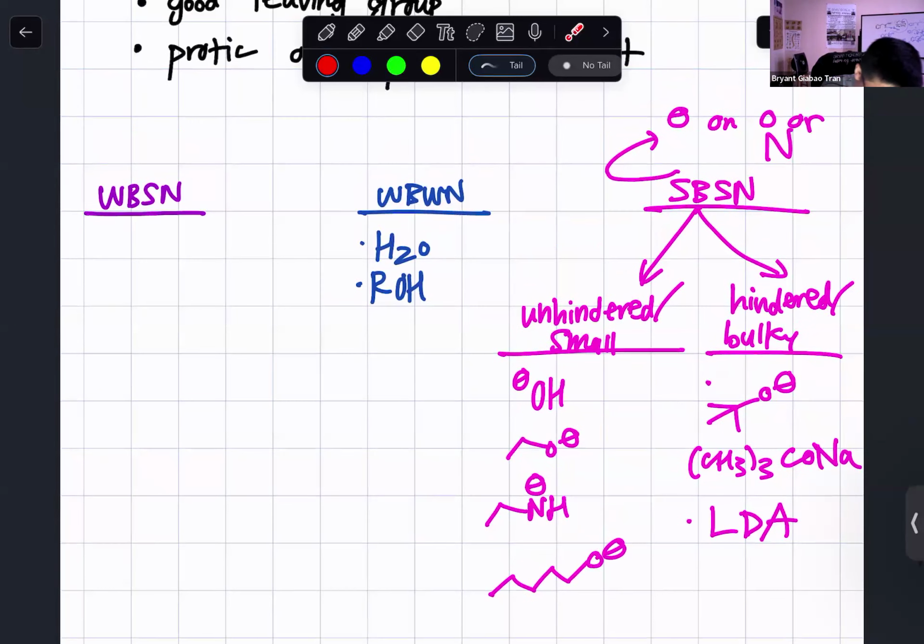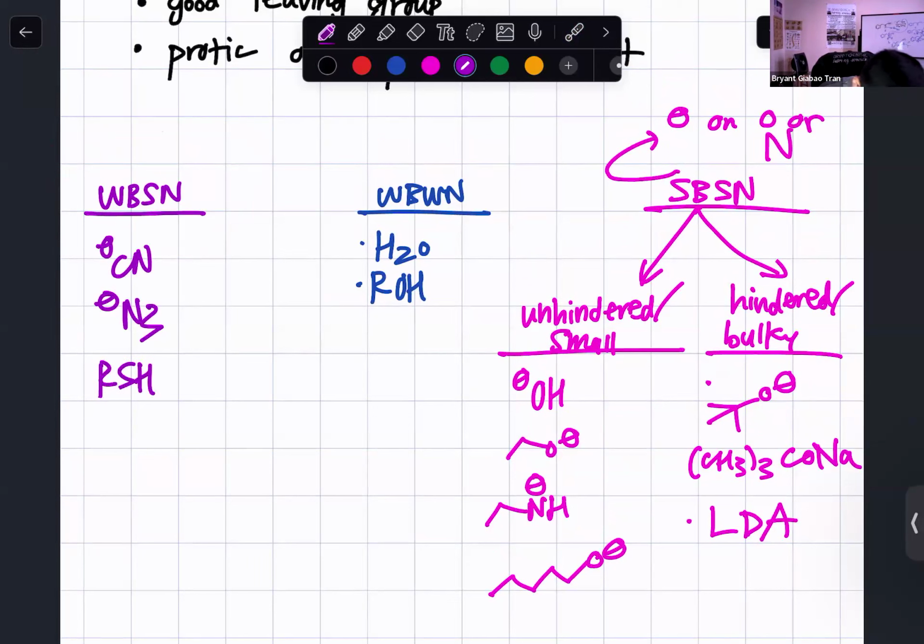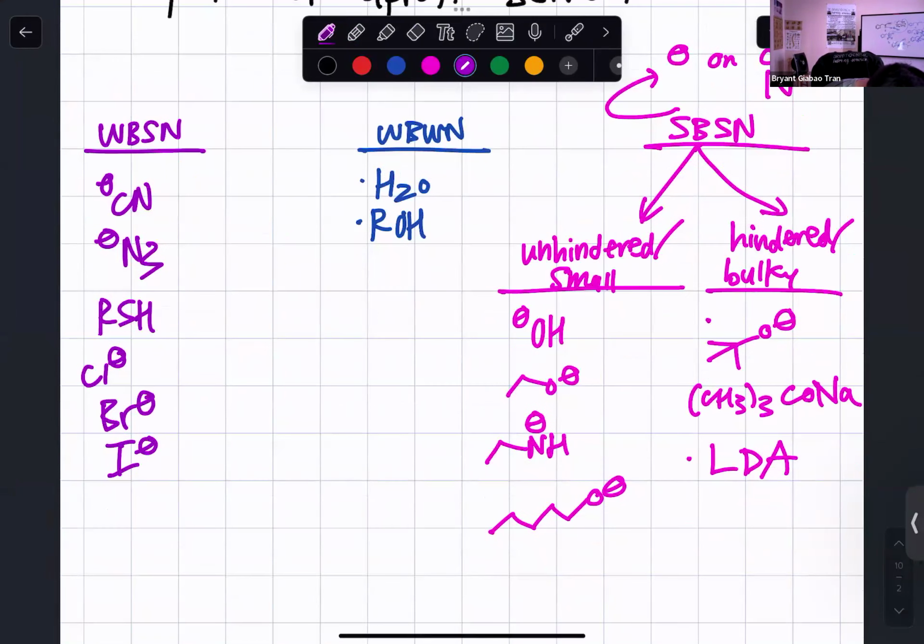Now, everything else is going to be considered a weak base, strong nucleophile, like the CN minus, N3 minus, and you can see the halogens like Cl minus, Br minus, I minus. You might see phosphorus, but everything else would be considered weak base, strong nucleophile, right?